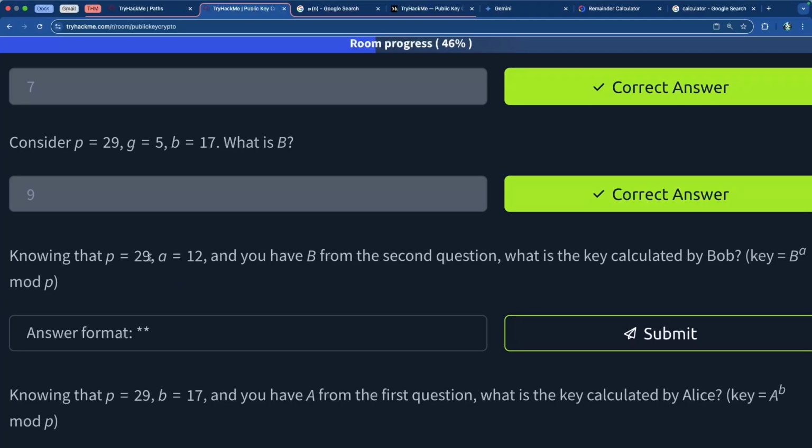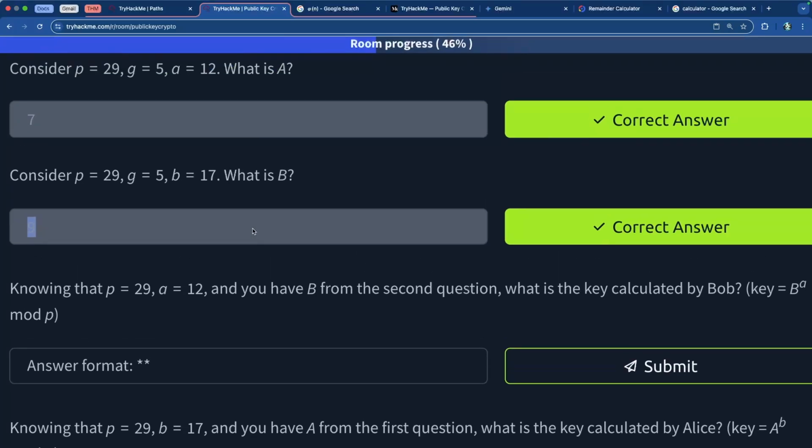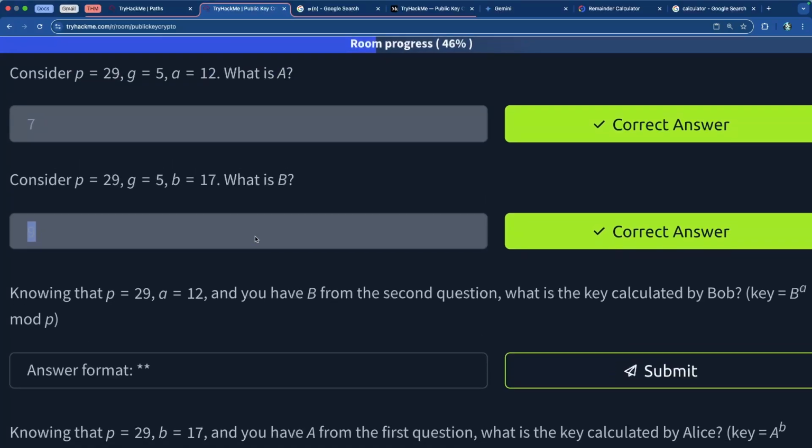So P is still 29, and then B to the power of A. B would be 9, right? 9 to the power of A, which ends up being... A equals 12. So 9 to the power of 12, right? If B is 9 and A is 12, the calculation would be B to the power of A mod P. So 9 to the power of 12, and then divided by 29.